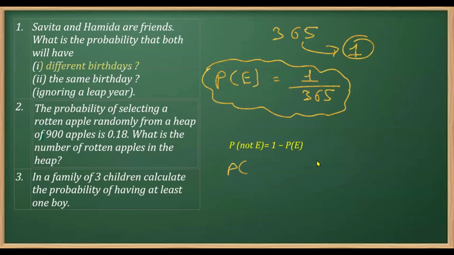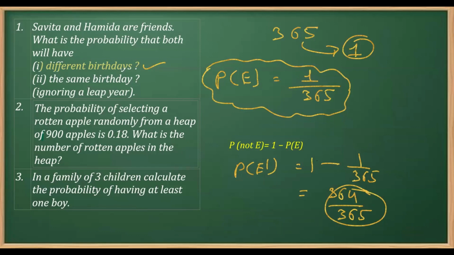So I'll say that P not E, that means having different birthdays, that means it's not the same birthday. It should be P not E, which you may write as P complement, equal to 1 minus P(E), which is 1 minus 1 over 365. So that is 364 over 365. So we'll say that the answer for the first part is this.